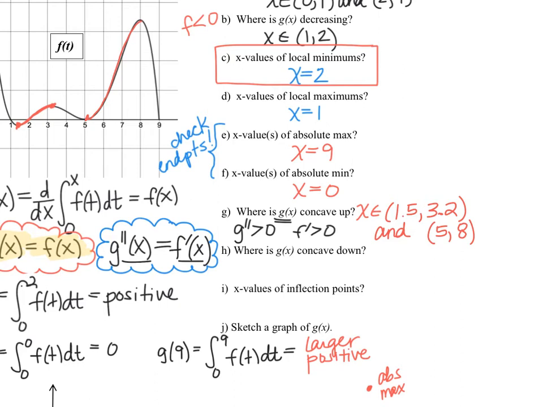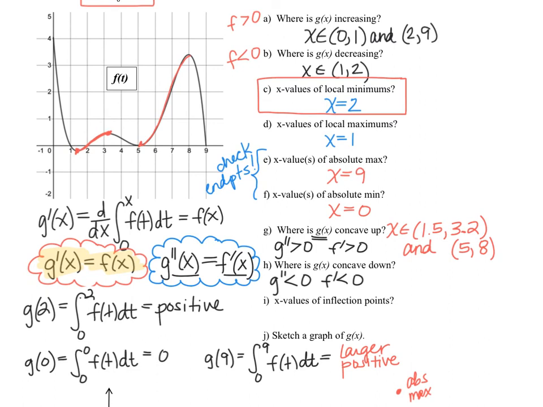So again, same logic there. If we're looking for concave down, G is concave down when its second derivative is negative. Since g double prime is f prime, then we're really looking for where f prime is negative. That's the slope of this curve. Where do we have negative slope? We have negative slope from 0 to about 1.5. Then we would have negative slope again from about 3.2 to 5.